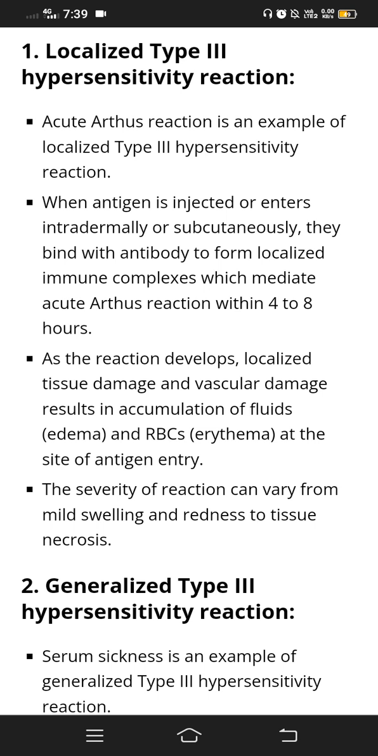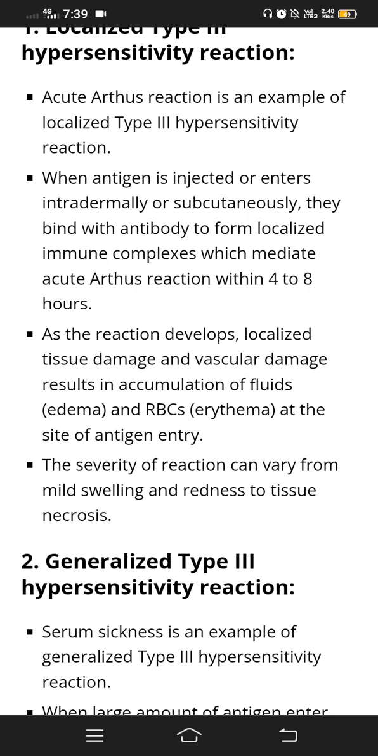As the reaction develops, localized tissue damage and vascular damage result in accumulation of fluid, edema, and RBCs, erythema, at the site of antigen entry. The severity of the reaction can vary from mild swelling and redness to tissue necrosis.